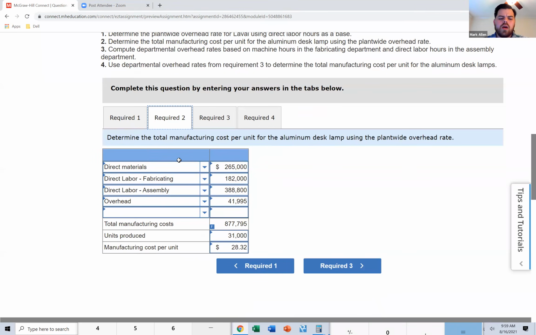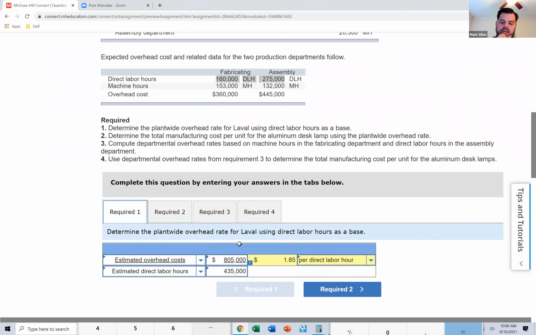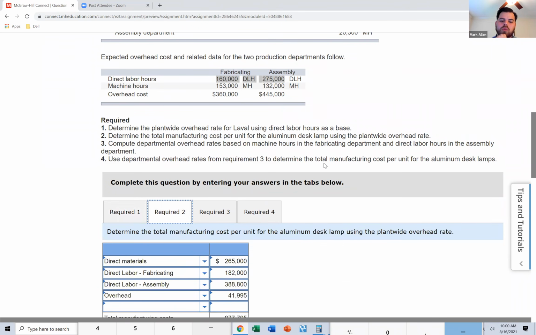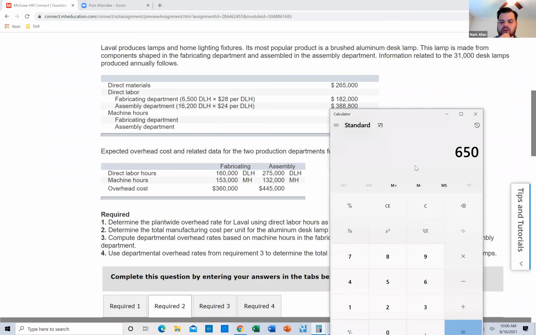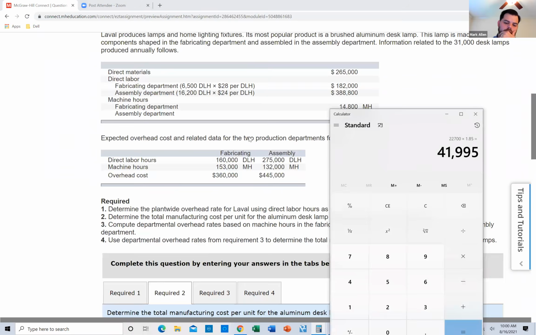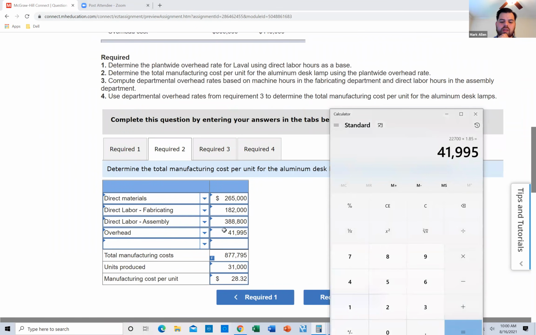Number 2, determine the total manufacturing cost per unit for the aluminum desk lamp using the plant-wide overhead rate. So what we're going to do is come back. We're going to take our $1.85 and multiply by the sum of 6,500 direct labor hours and 16,200. So when I do that, I'll just pop down here real quick and we'll see we've got 6,500 plus 16,200 times $1.85, 41,995. That's going to be the overhead that we're actually looking for here.